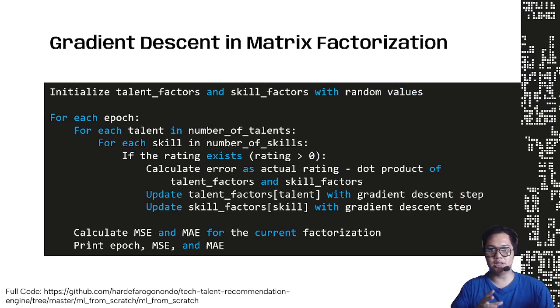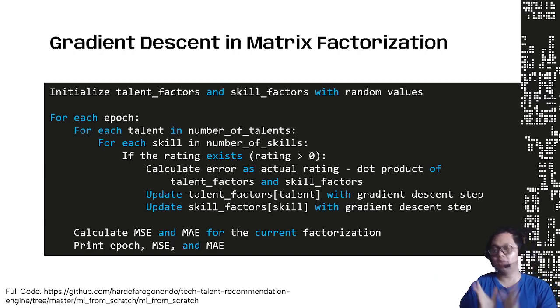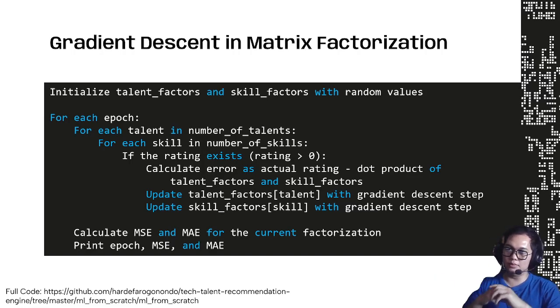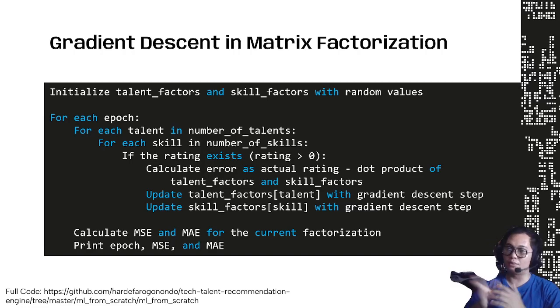All right, this is the gradient descent in matrix factorization, where it's the same as the previous one, where we initialize talent factors and skill factors with random values. But this time, since we are not fixing one set of factors and using the other to solve, and then correcting each other iteratively, this gradient descent just uses the random values and then chooses the steepest step of error to correct the model.